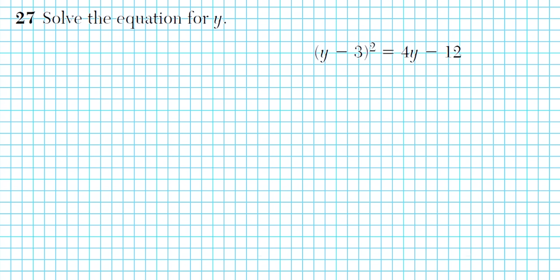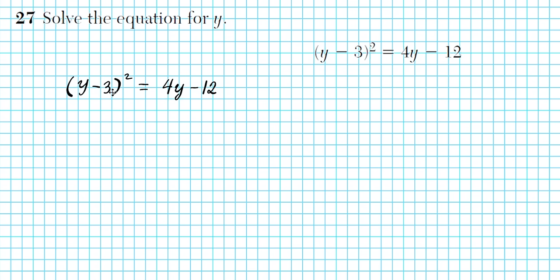All right, let's take a look at problem 27. We are to solve this equation for y. So we have y minus 3 squared equals 4y minus 12. All right, now this looks like a quadratic equation, okay? But in order for us to know for certainty, we need to get rid of this parenthesis. It's in the way. All right, so to get rid of this parenthesis, we have to expand this squared quantity.